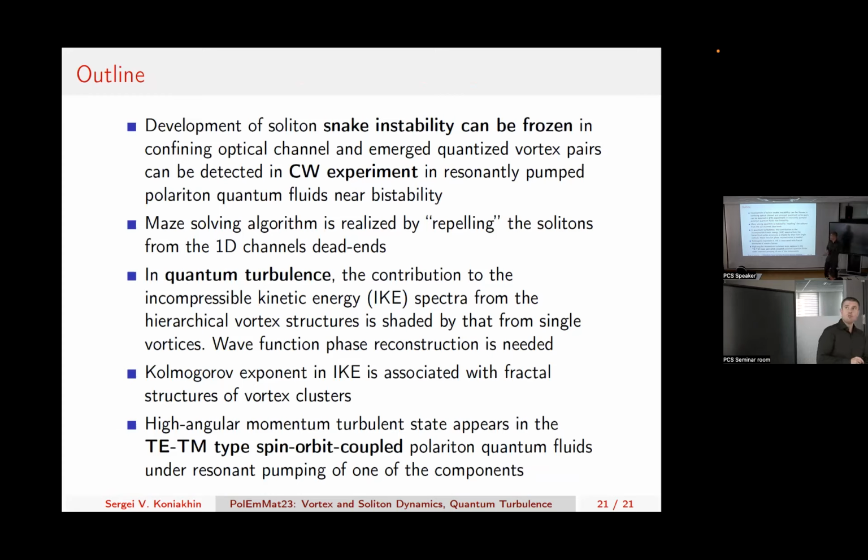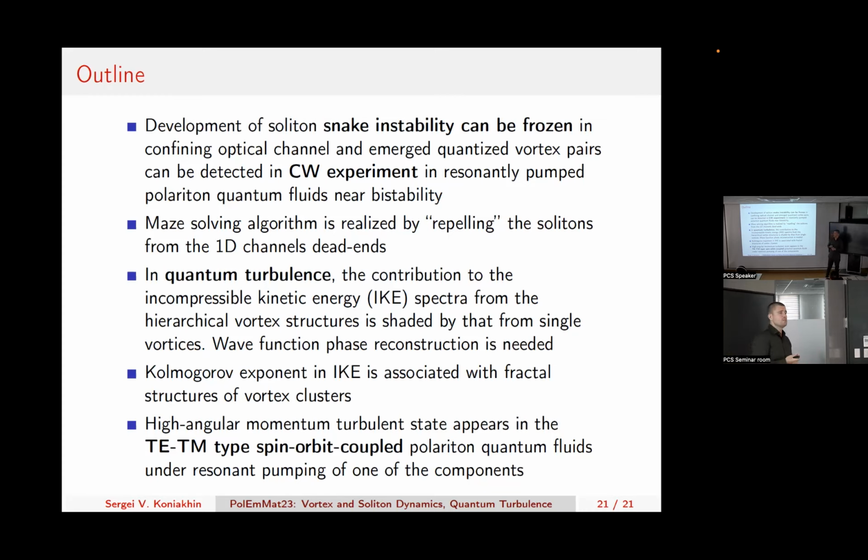So to conclude, the following was done. We have proposed a configuration of an optical channel where the modulational instability of solitons can be frozen and the developed pattern can be detected in a continuous experiment, and it was justified in a real experiment. We also demonstrated the maze solving property of such a system by the soliton head repulsion from the dead end and the realization of the dead-end filling algorithm.